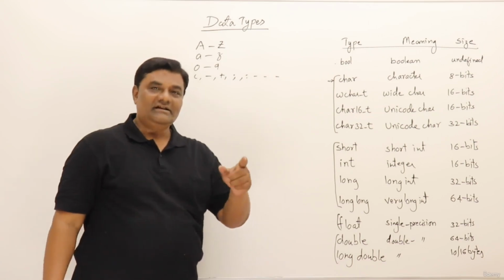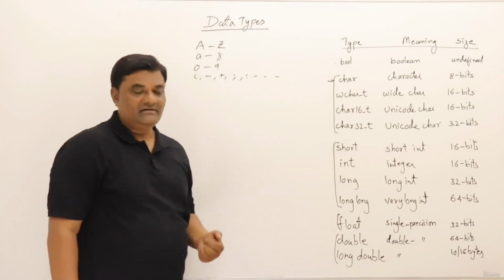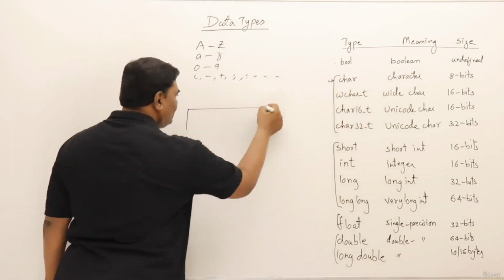So you can store any character, and that data type is useful for storing just one character. How many bits does it take? It takes 8 bits.